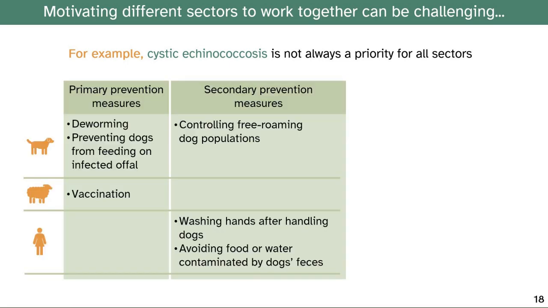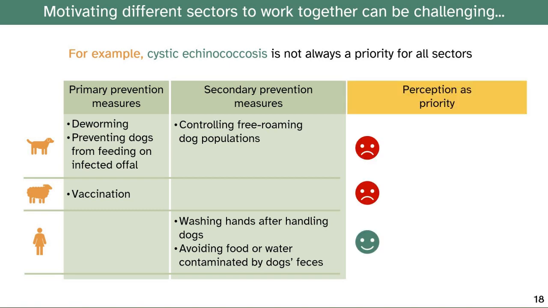This disease has two animal hosts, dogs and sheep, and it eventually affects humans. For each of these three species, primary and secondary prevention measures are available. We can deworm dogs, and we can prevent them from feeding on infected offal. Additionally, we can control the population of free-roaming dogs. With sheep, we can vaccinate them. With humans, no primary prevention measure is available, but it's useful to wash hands after handling dogs and avoid food or water that can be contaminated by dog feces.